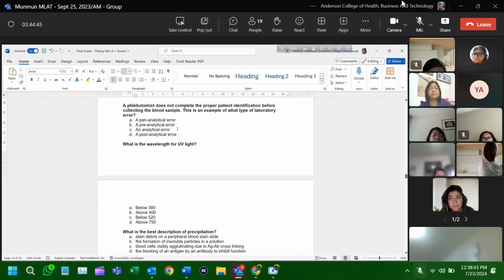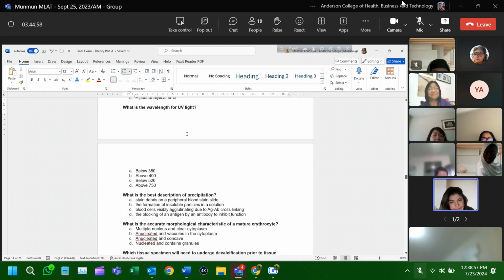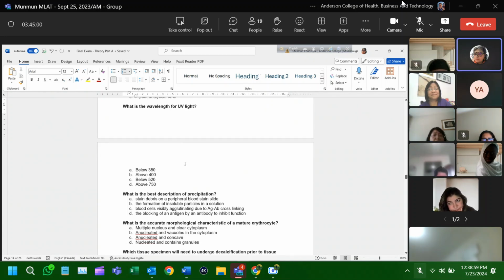Yeah. So if a phlebotomist does not complete the proper patient identification before collecting the blood sample, this is an example of what type of error? B. Pre-analytical error.